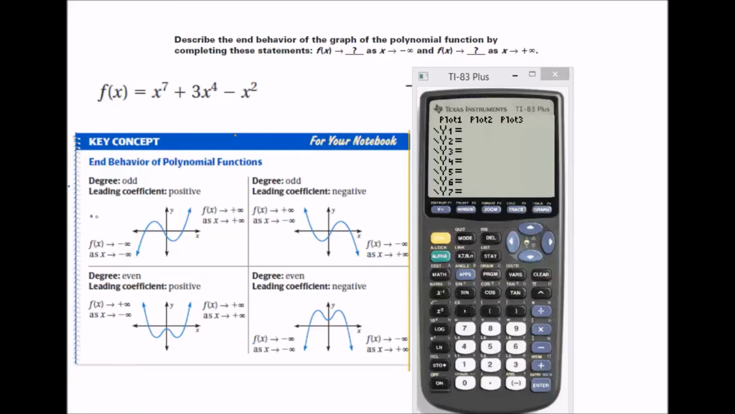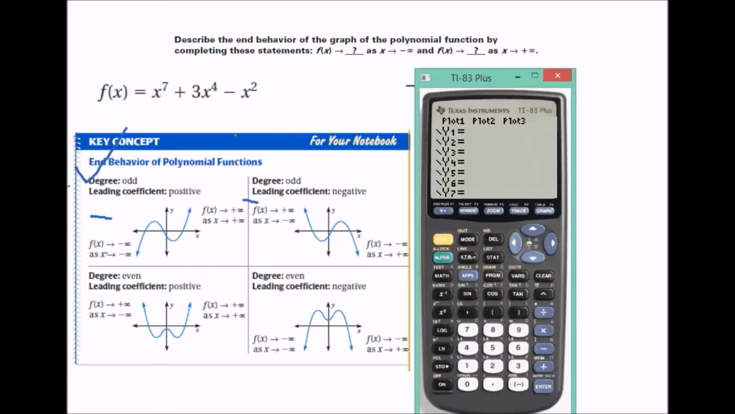So it has to be this one or this one. The leading coefficient here is a 1. That's positive. So we have this one. So we know as x goes to negative infinity, f of x goes to negative infinity. So the first one we put a negative infinity in for the question mark. And f of x goes to positive infinity as x goes to positive infinity.